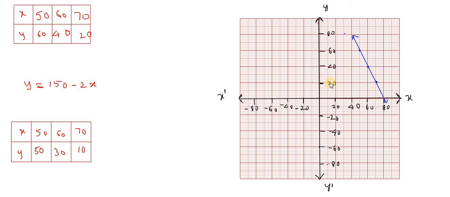So next, 50 comma 50, so x-axis 50, y-axis 50, and 60 comma 30, and then 70 comma 10. So draw the straight line, join the points. We'll see what type of graph you are going to get.